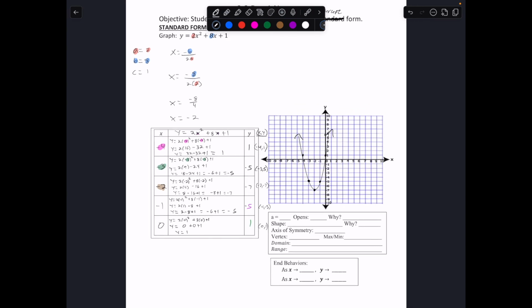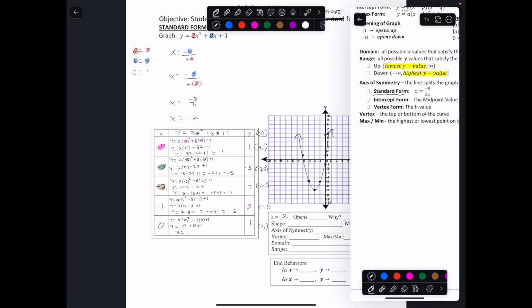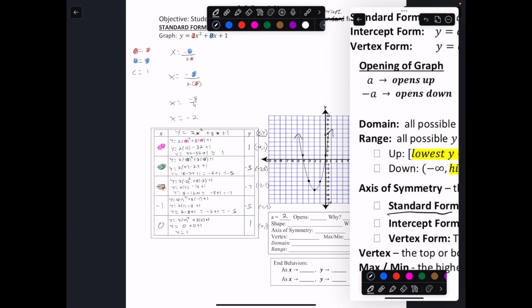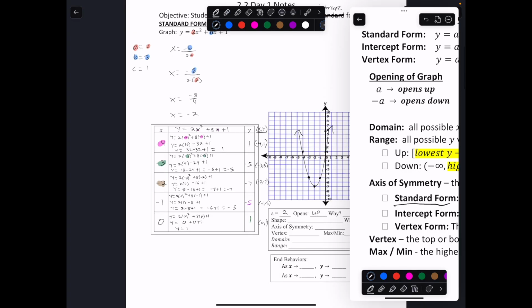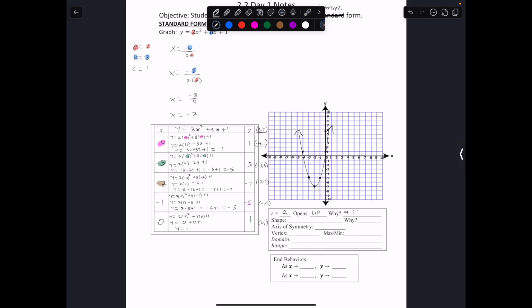So what was our A value? Well, A was 2. And let's recall from our graphing definition sheet, A tells us how the graph opens. So if it's positive, that means it opens up. So we're going to write it opens up. Why does it open up? Because A is positive.